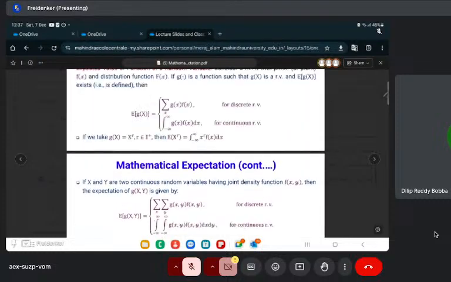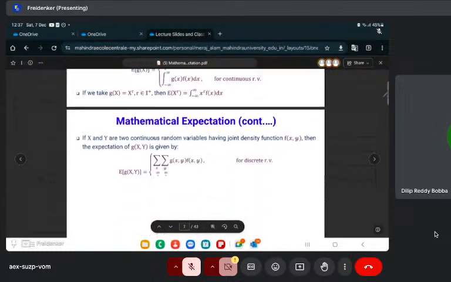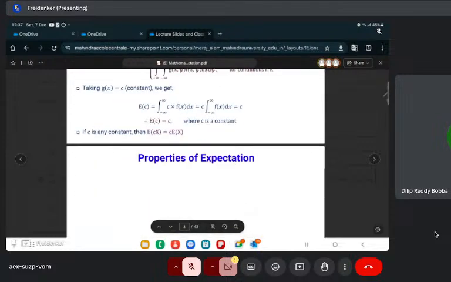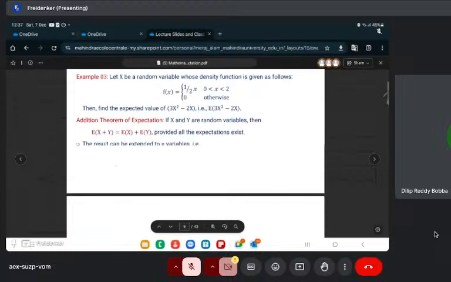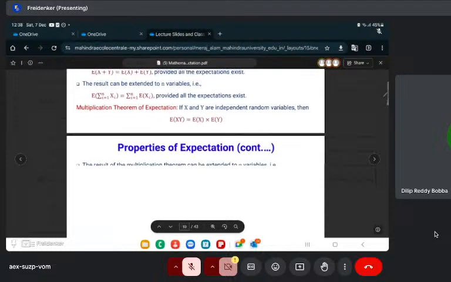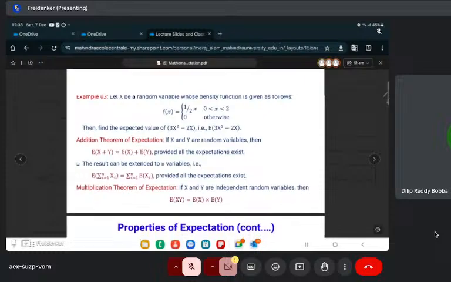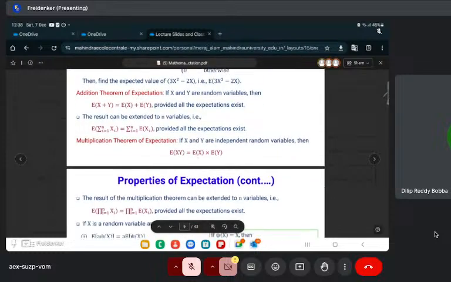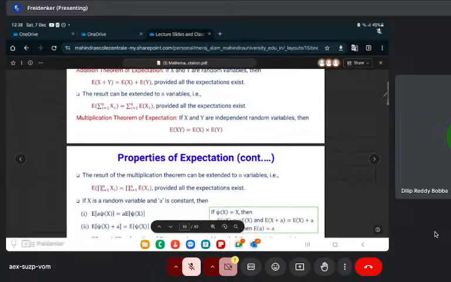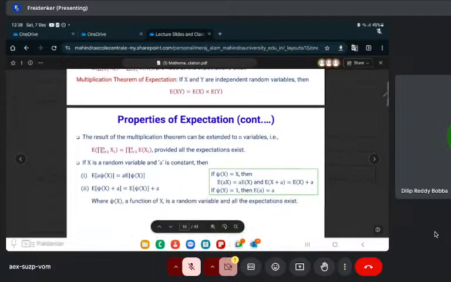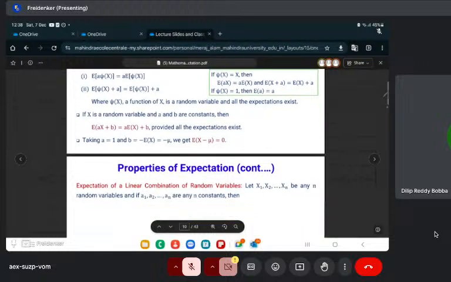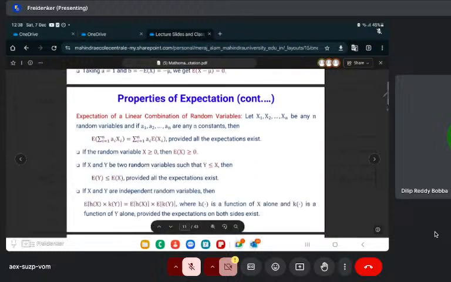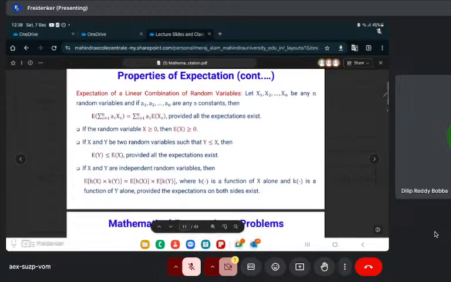Expectation of a function. They won't ask you direct questions, and we've been using expectation all this time. If X and Y are independent, I can split the expectation into the product. Very similar to probability, right? When two events A and B are independent, the probability of A and B will be nothing but the probability of A times the probability of B.